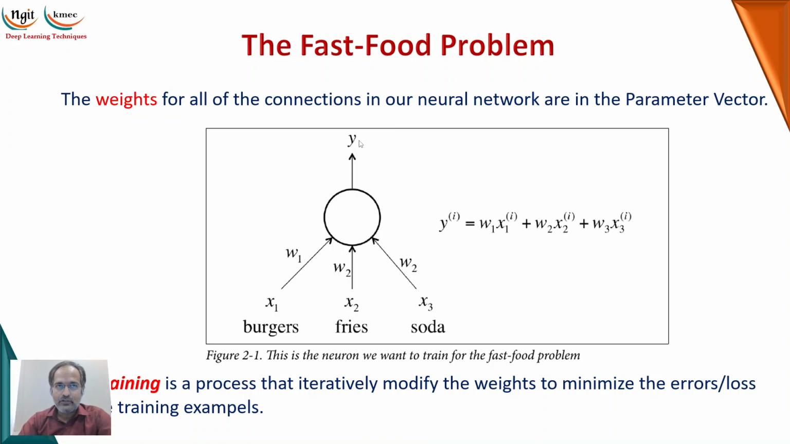So we have the values of x and y, and we have to give the input and build a model such that for the given inputs it generates the expected output. To do that, we have to adjust the weights, because x1, x2, x3 are not in our hands. They are fixed. That is the input.